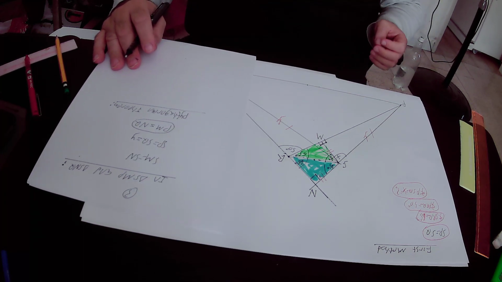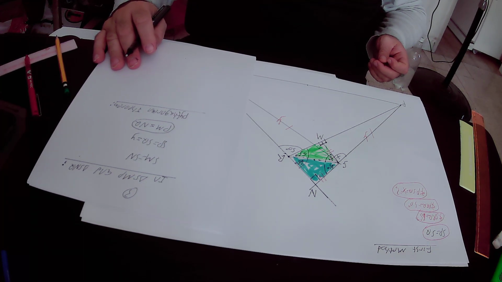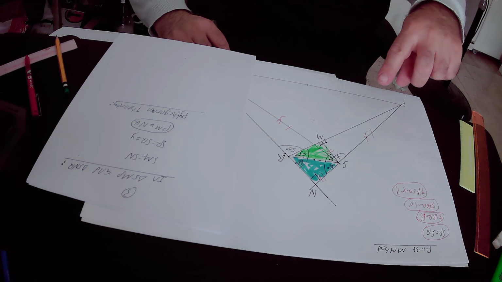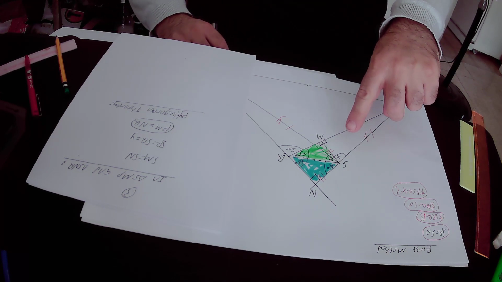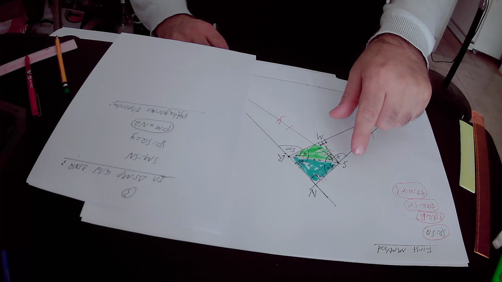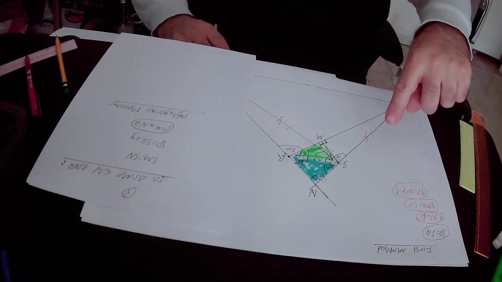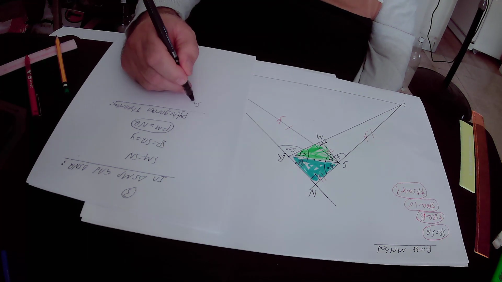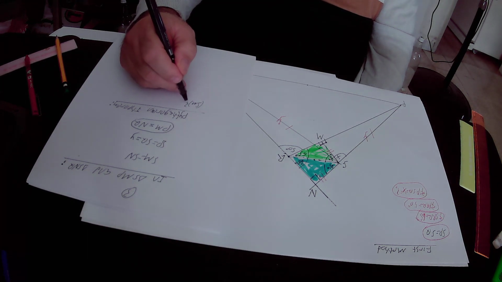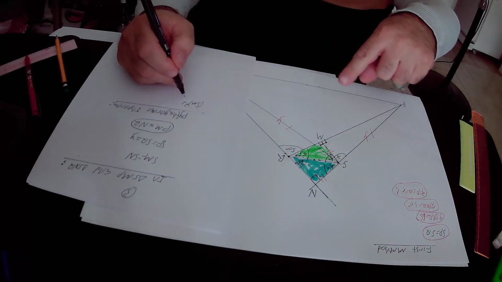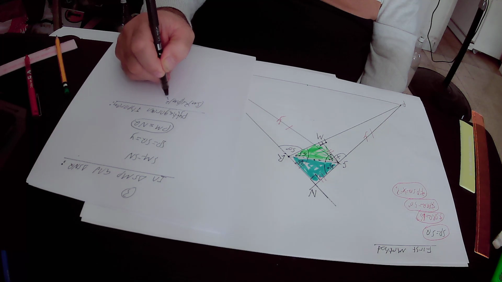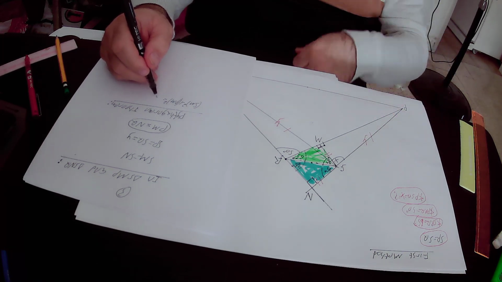Okay, so if we implement the Pythagorean theorem in the right triangle, triangle SMP, we will get that SM square plus PM square equals PS square. SM square plus PM square is equal to SP square.